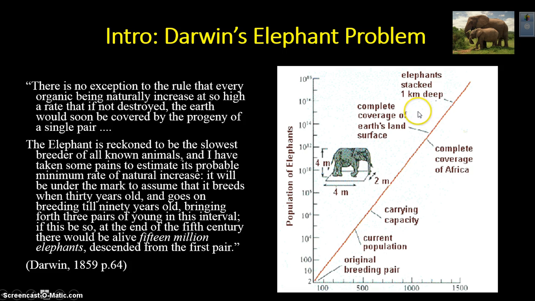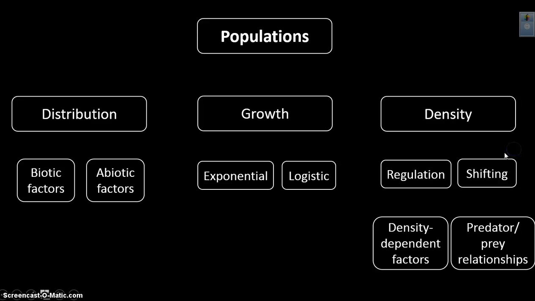Now, obviously that doesn't happen. In fact, the famous physicist William Thomson pointed out how Darwin's calculations were wrong, and that instead of 15 million elephants in that time period, we would actually only see about 16,000. But the question arises, why do populations not continue to grow and grow at this same rate? And what is limiting that population growth? And that's what we'd like to look at today.